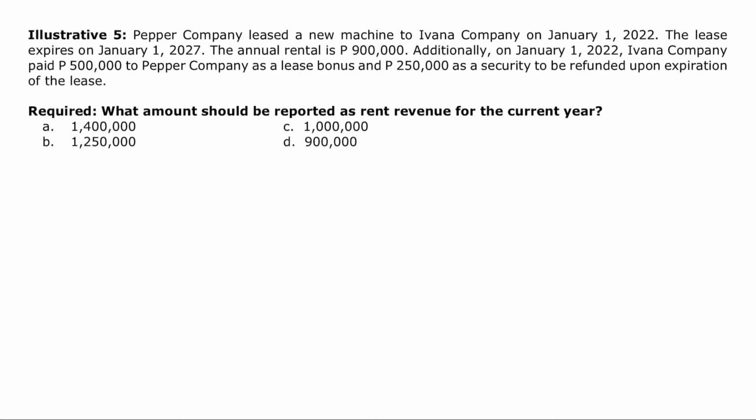Okay? Then last problem will be illustrative problem number 5. Pepper Company leased a new machine to Ivana Company on January 1, 2022. The lease expires on January 1, 2027, and then the annual rental is how much? 900,000. And then additionally, on January 1, 2022, Ivana Company paid 500,000 to Pepper Company as a lease bonus, no? So, ibig sabihin, deferred to and amortized over the lease term. Ilang taon ba yung lease term dito? Well, ang sabi dito, mag-expire yung lease ng January 1, 2027. January 1, 2022 ang start. So, 5 taon to. So, i-divide natin to by 5.